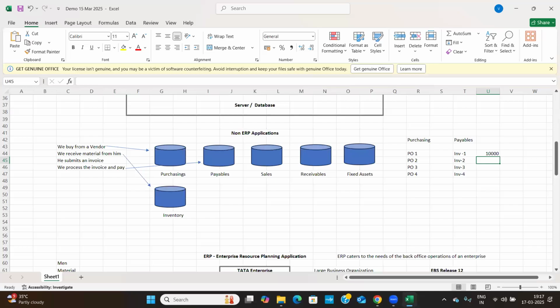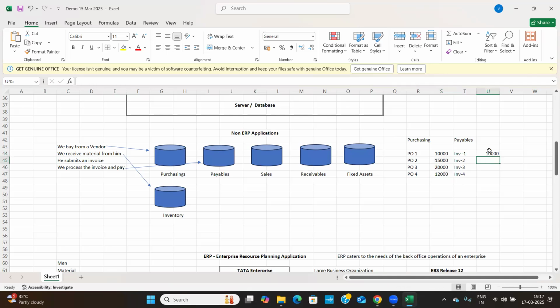This purchase order is for $10,000. This purchase order is for $10,000. So this is for $15,000. This is for $20,000, and this is again for $12,000. Assume that different purchase orders are raised, and you are making the payment for them.